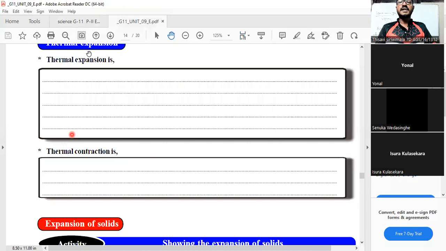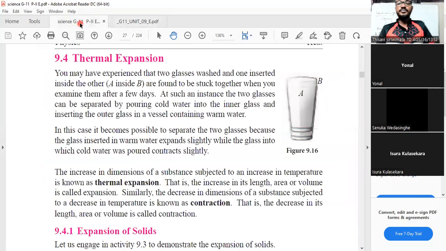Back to the tube. Thermal contraction. Contraction means the opposite of the expansion. The decrease in dimensions of a substance subjected to a decrease in temperature is known as contraction. That is the decrease in length, area or volume.